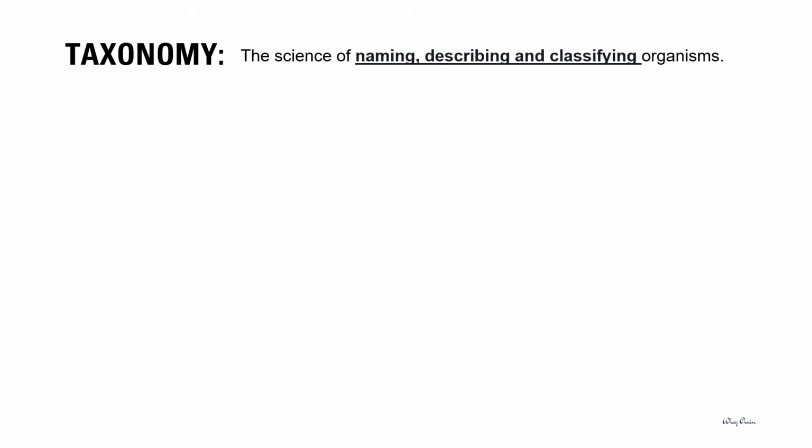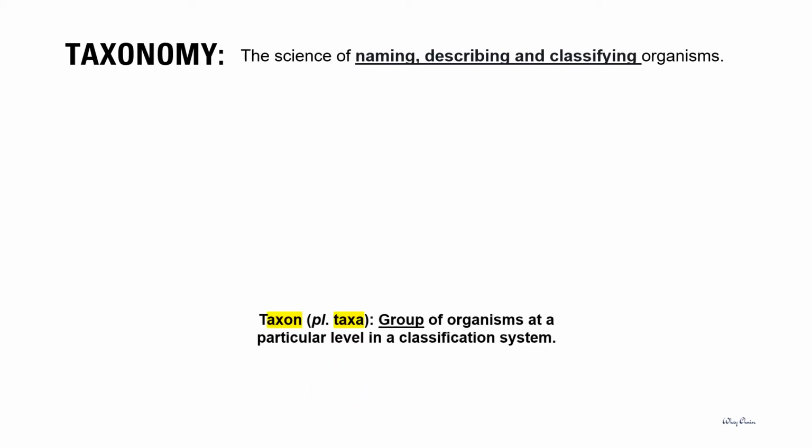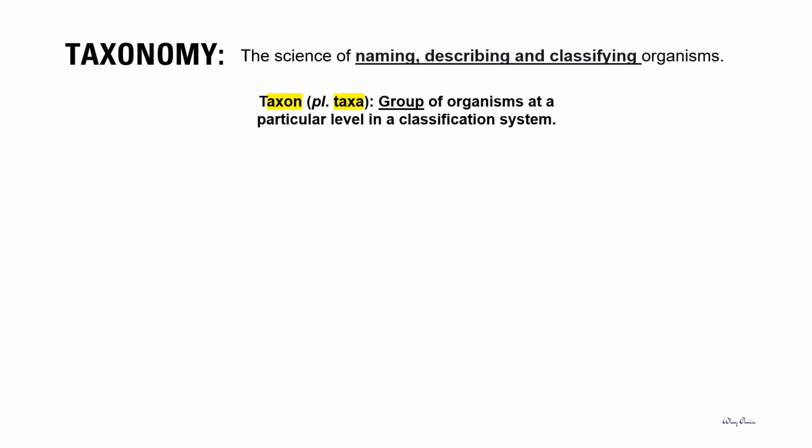Taxonomy is actually a study on how to name, describe, and classify organisms based on their unique characteristics. And the origin word of taxonomy is taxon, or plural taxa, which means the group of organisms at a particular level based on a specific classification system.